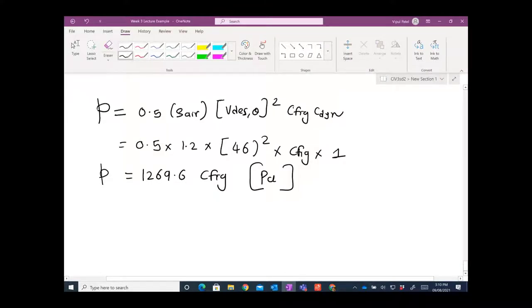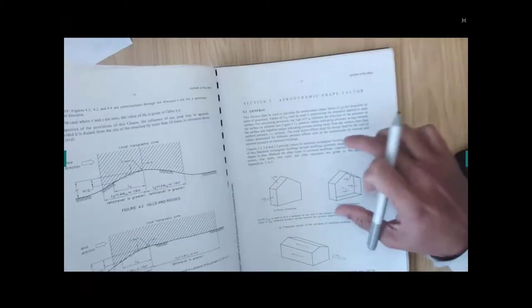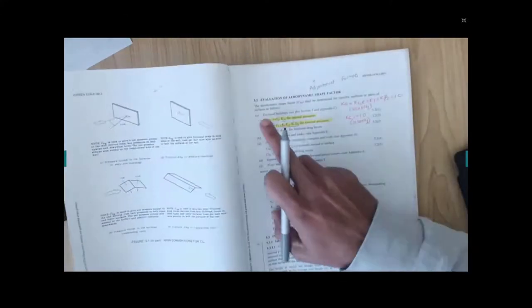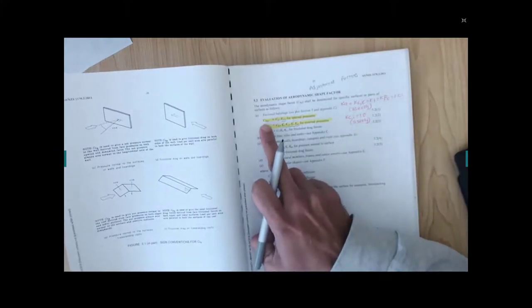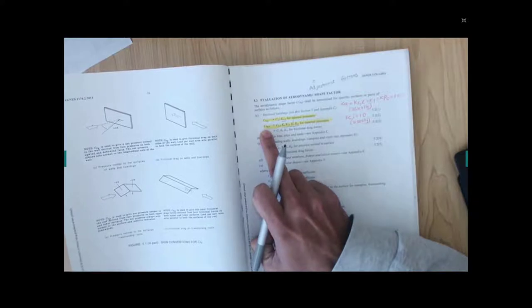Now C fig, what we call C fig. If you turn a couple of pages over, C fig has two different scenarios. If you go to the section on aerodynamic shape factor, C fig is section number 5. When you go to C fig here in clause 5.2, you have two different C fig values, one for internal pressures and another one for external pressures.